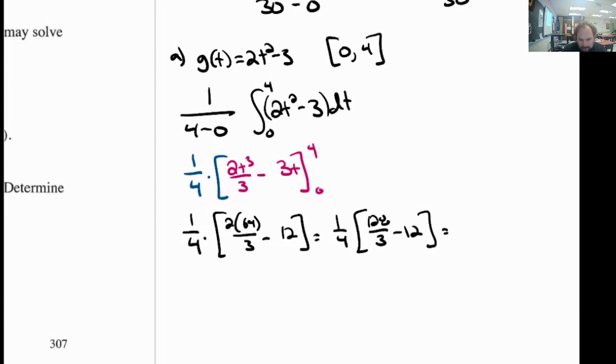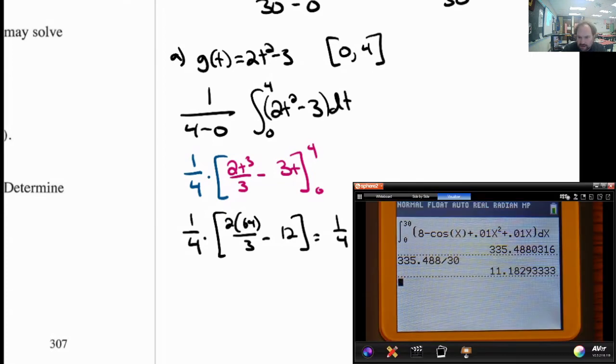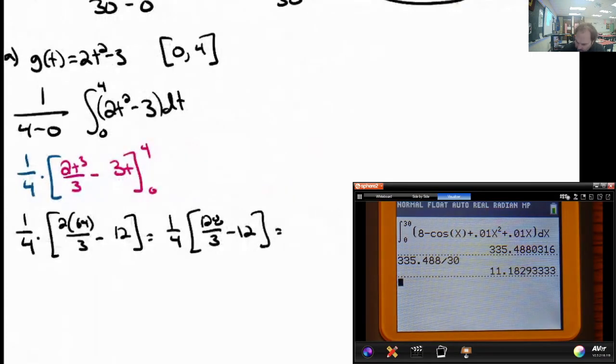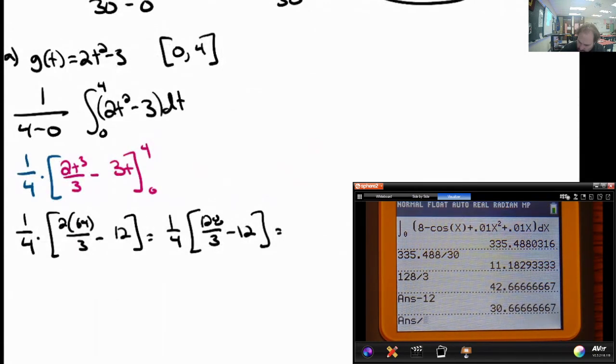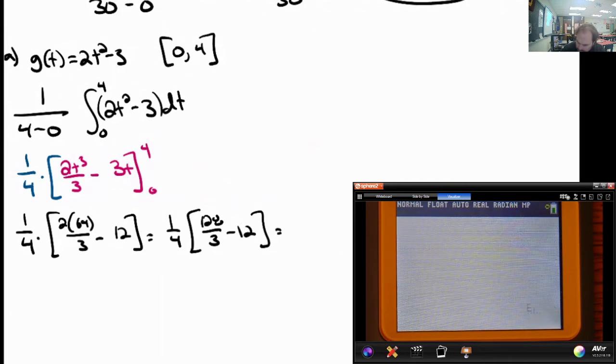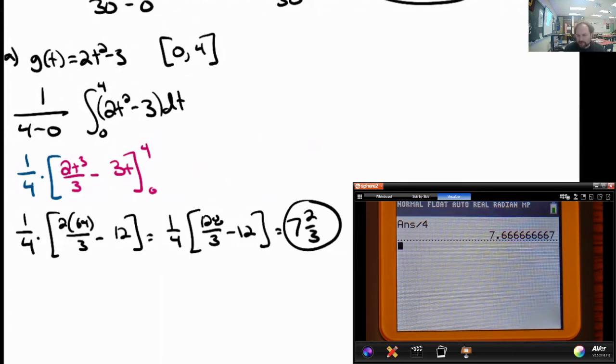Let me bring my calculator cam back up to the front here. What's 128 divided by 3 minus 12, divided by 4? Hey, 7 2/3. I like that answer. That works for me.